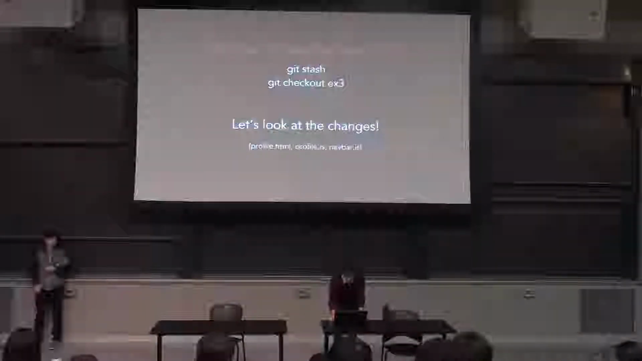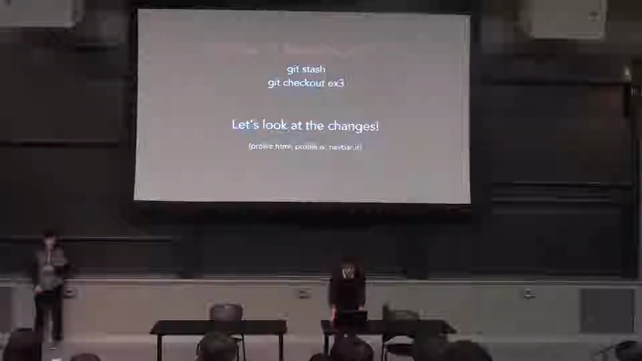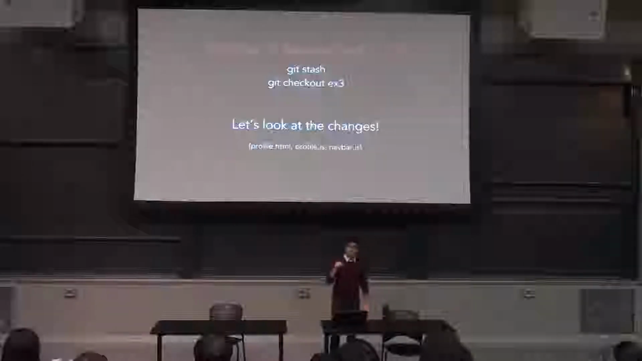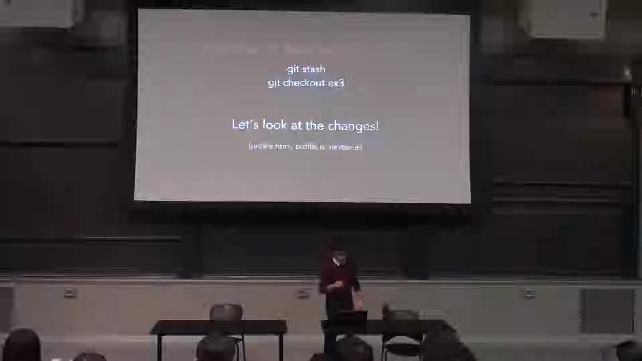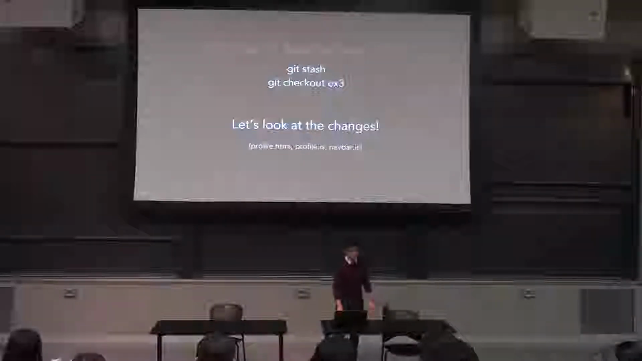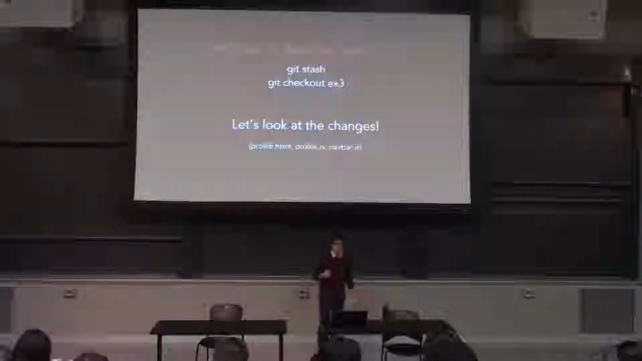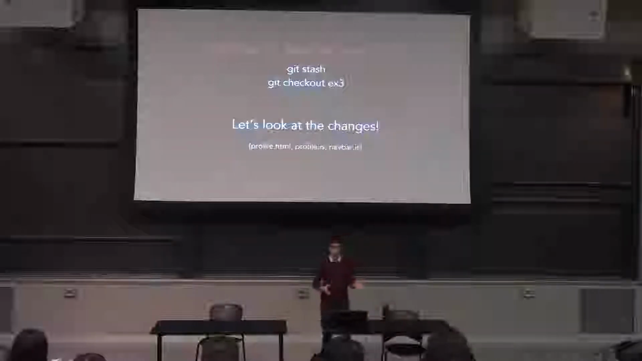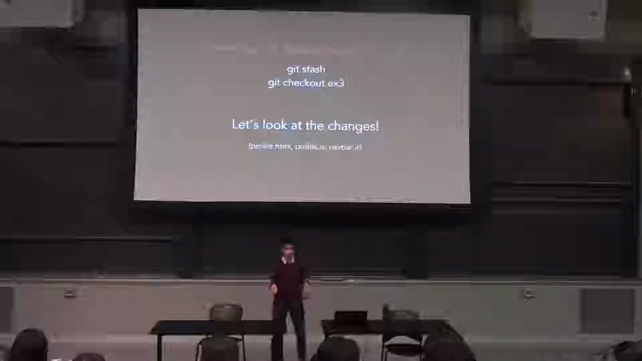Okay, so what we're going to do is the same thing. We're going to do git stash. Go back to your command line. Make sure you're in the folder that you did all your changes in. Git stash, and now git checkout ex3, exercise 3. So again, we're moving from one parallel version of this repository to another parallel version of this repository.